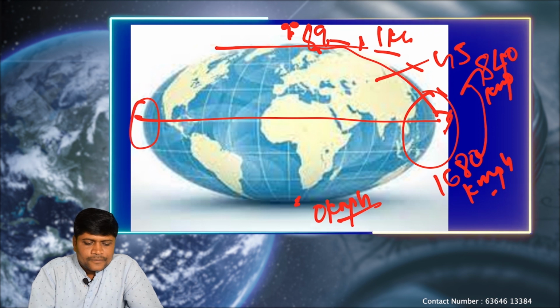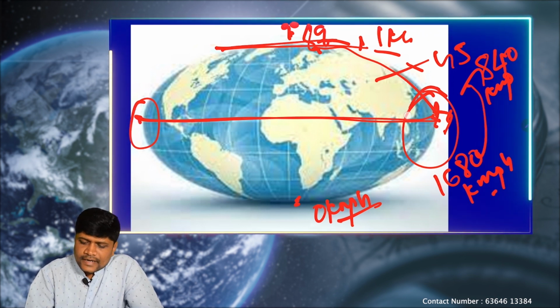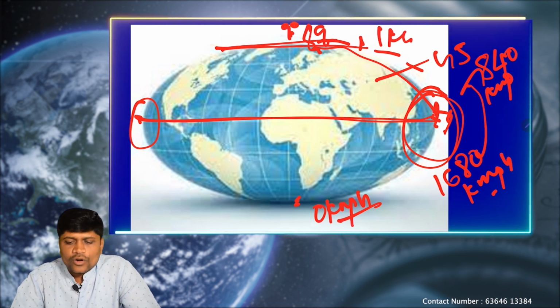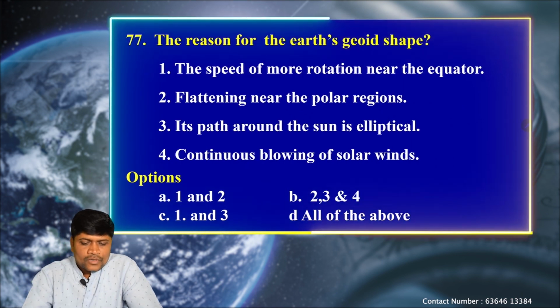So, because of this condition, the earth is flattened near the polar areas, and it has a little bit of bulge in the equatorial region. This shape of the earth we call the geoid shape. So, let's see the question.